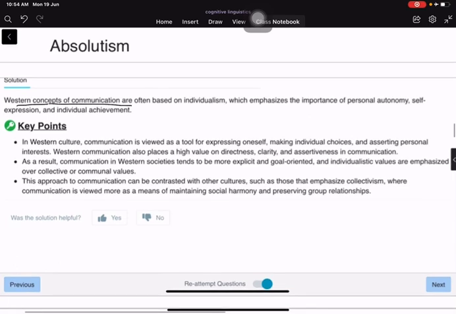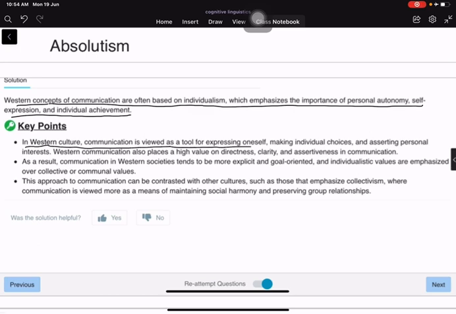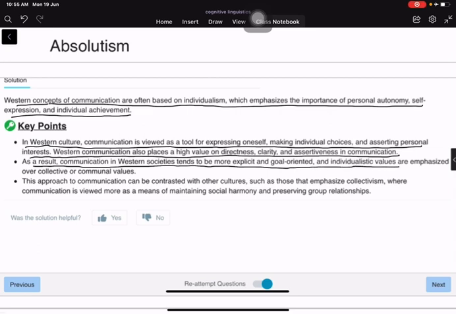Western concepts of communication are often based on individualism, which emphasizes the importance of personal autonomy, self-expression, and individual achievement. In Western culture, communication is viewed as a tool for expressing oneself, making individual choices, and asserting personal interests. Western communication also places a high value on directness, clarity, and assertiveness. As a result, communication in Western societies tends to be more explicit, goal-oriented, and individualistic. Individual values are emphasized over collective or communal values.